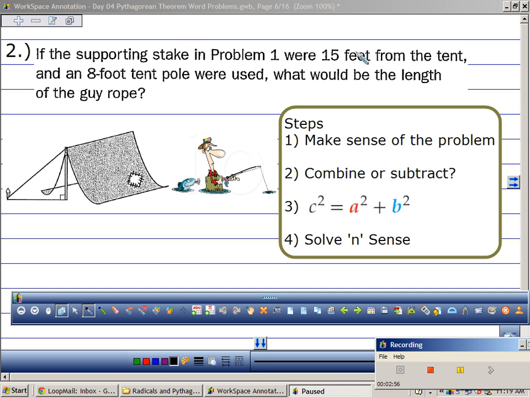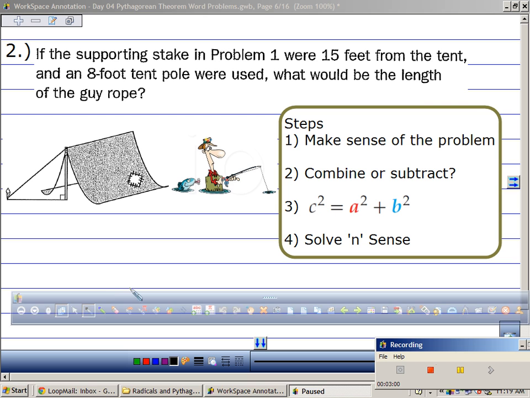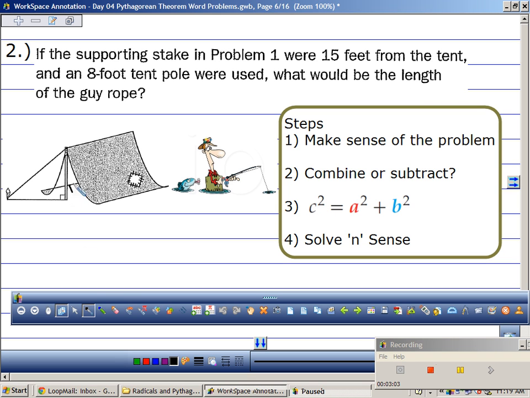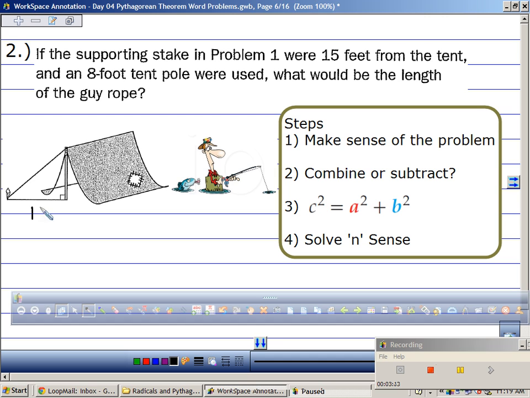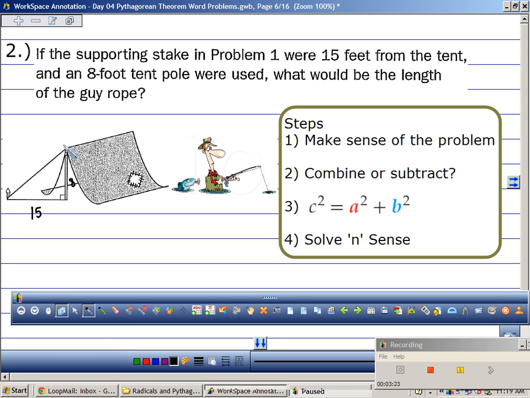If the supporting stake in problem 1 were 15 feet, so if this were 15 feet, oh, no, supporting stake, 15 feet from the tent, that would go here. Part of these is just figuring out what it's saying, right? And an 8-foot tent pole were used, so this is 8 feet. What would be the length of the rope? You guys do that one.